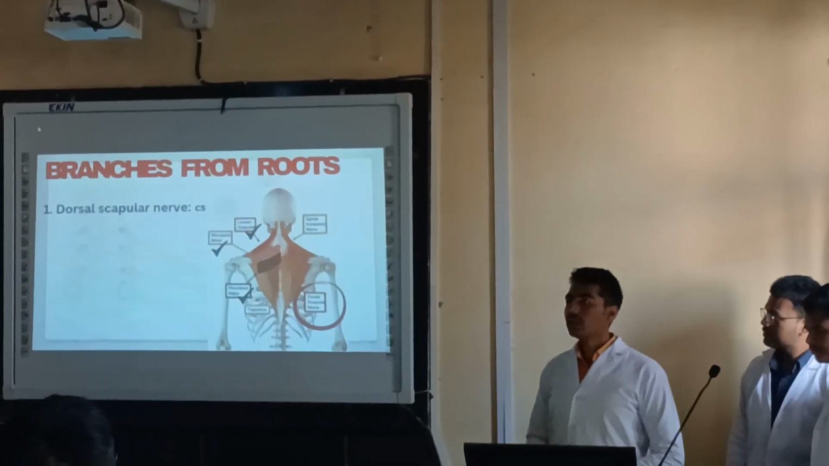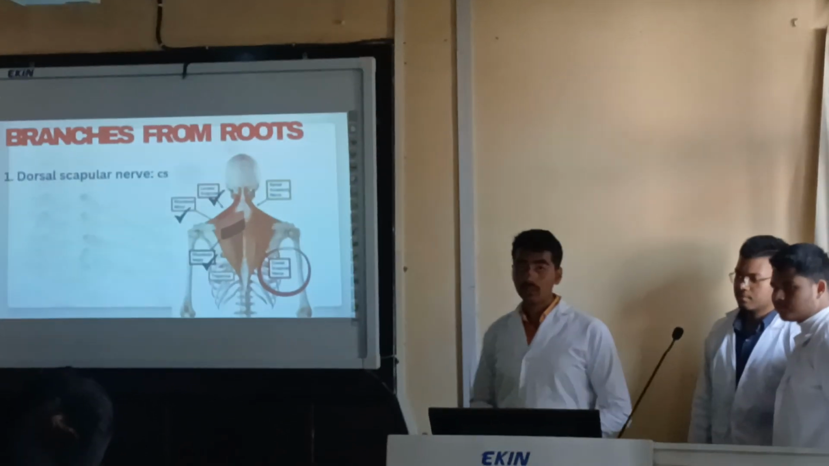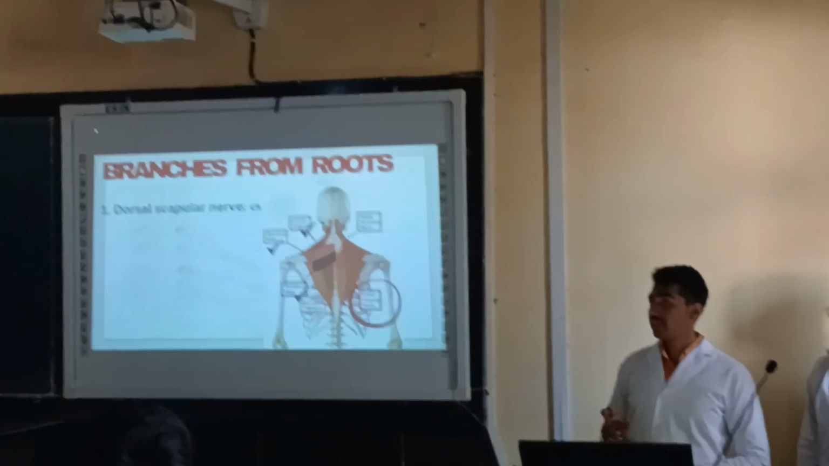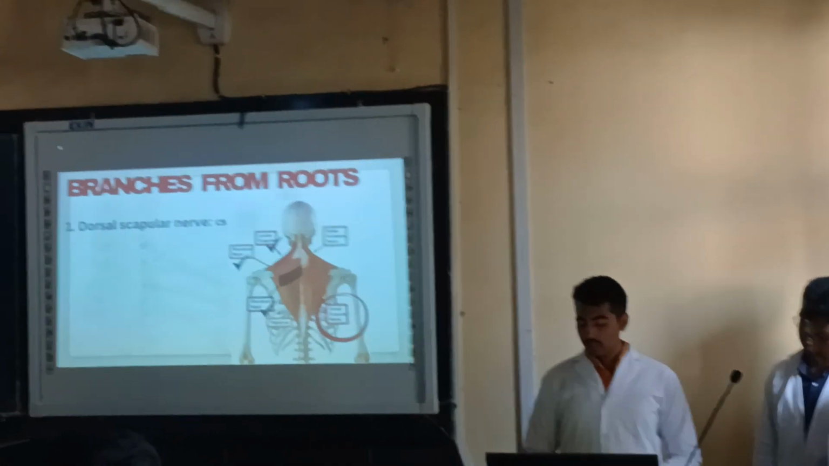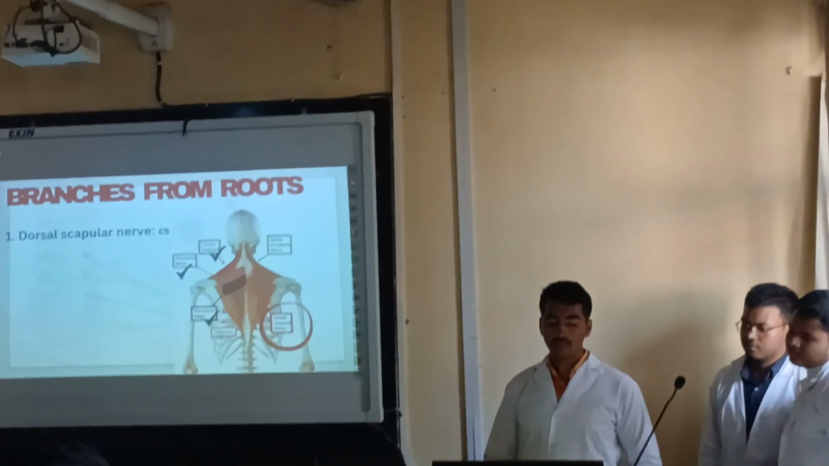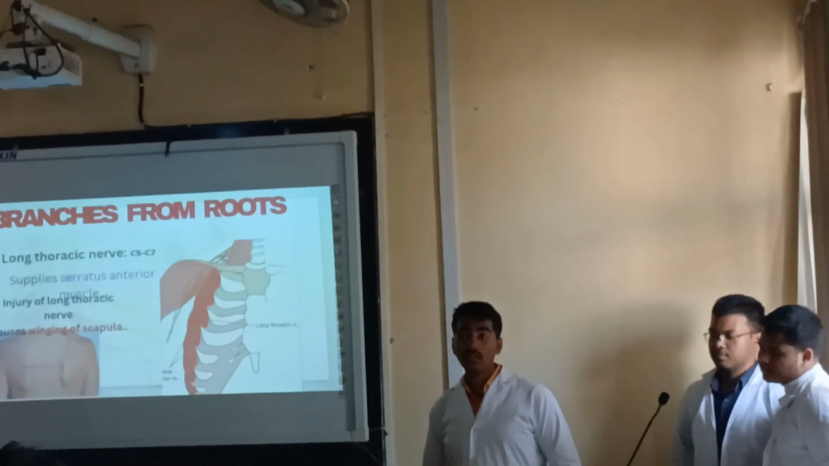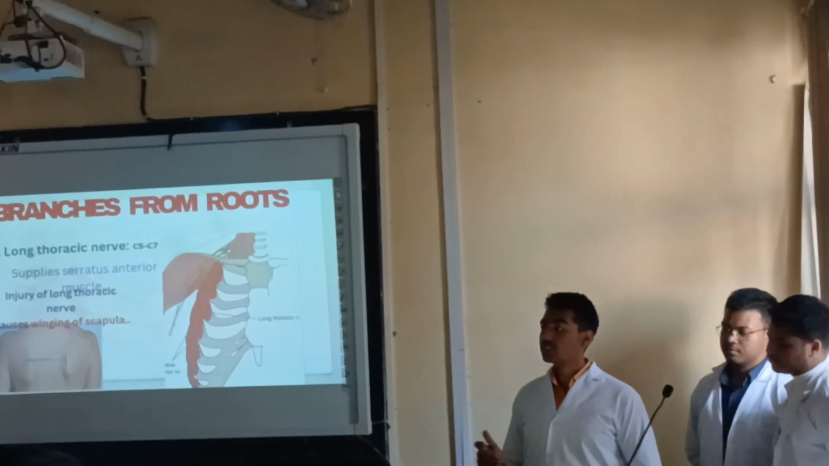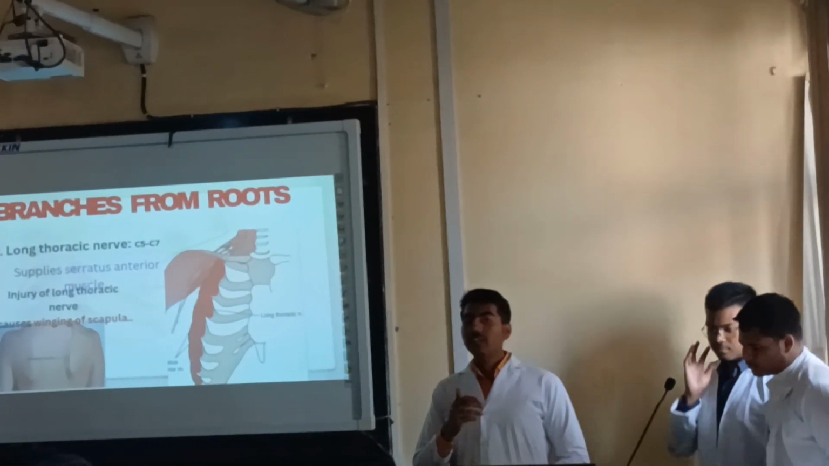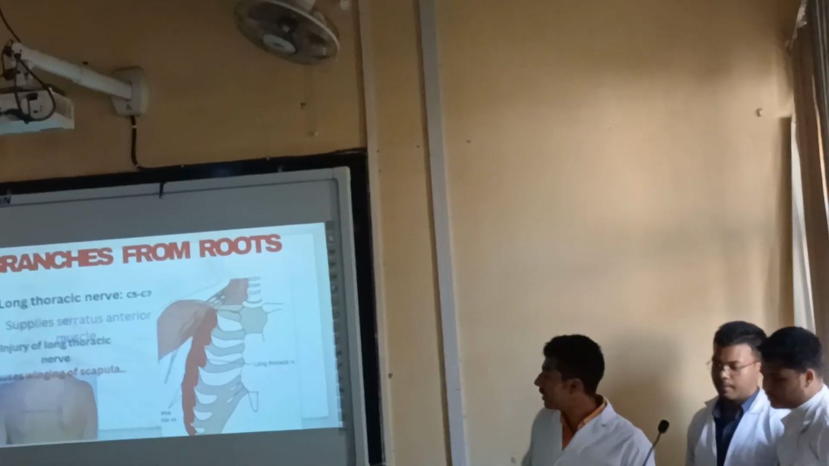The branches coming out from the roots are, number 1, dorsal scapular nerve, which supplies the rhomboid minor and the rhomboid major muscles. It has the root value C5. The second branch coming out from the roots is the long thoracic nerve, which has root value C5 to C7, and it supplies the muscle serratus anterior. Its injury causes the winging of the scapula, which is shown in this diagram.